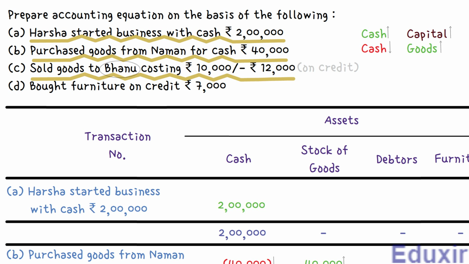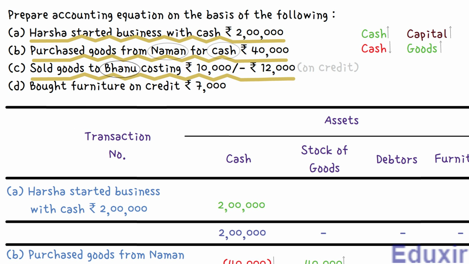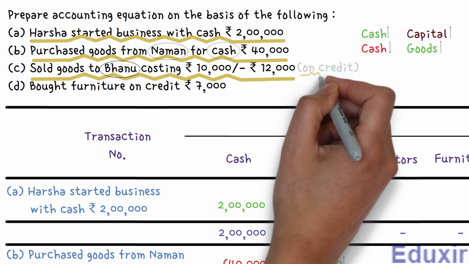Now you might have a question. In the previous transaction, the name of the seller is given as Naman, but we didn't consider that as a credit purchase. The reason is that in the previous transaction, it is explicitly specified that the goods are purchased for cash. So we considered that the goods are purchased for cash. But in this transaction, the word cash is not present and the name of the buyer is given. So we considered that these goods are sold on credit.